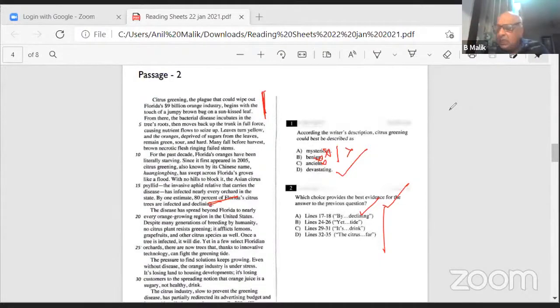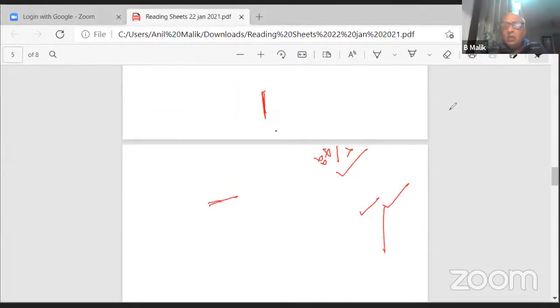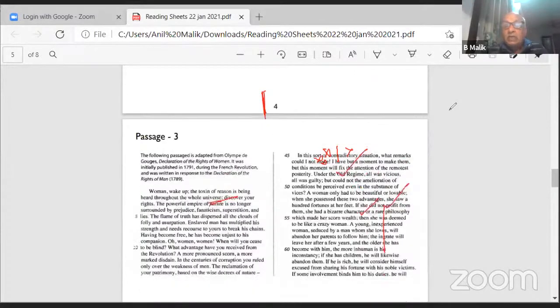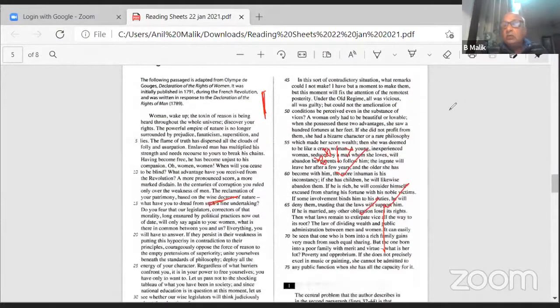You must use everything which is available to you to get the main idea. I'll show you. Just watch this passage. Look at this passage. He says the following passage is taken from so and so, the Declaration of the Rights of Women, written in response to the Declaration of the Rights of Man. Many of us don't even read this.